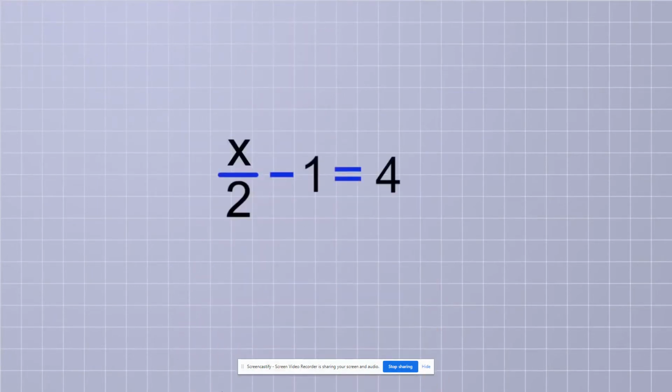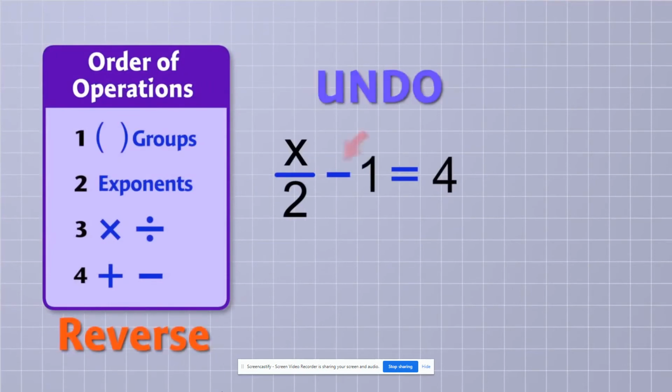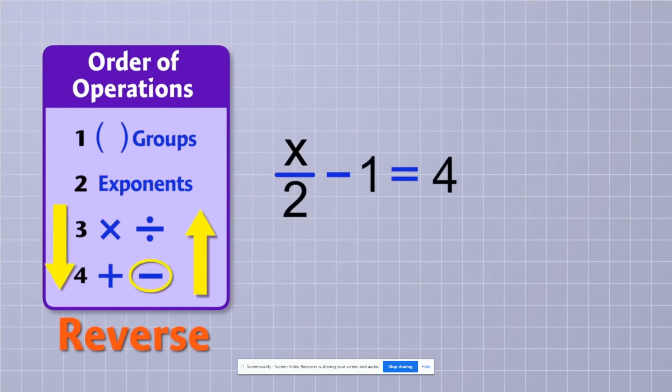Let's try solving another simple 2-step equation that has division and subtraction in it. X over 2 minus 1 equals 4. Again, we're going to apply the order of operations rules in reverse to undo the subtraction and the division operations. Since we would normally do the subtraction last, we're going to undo it first.